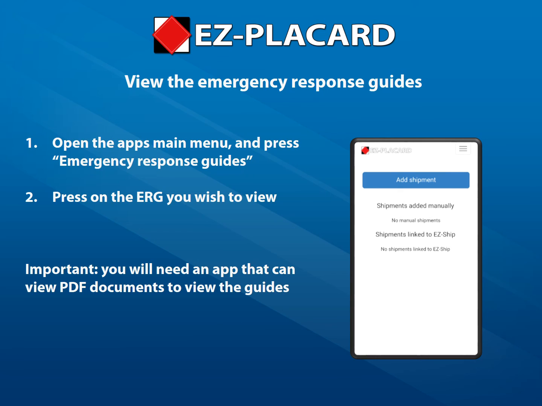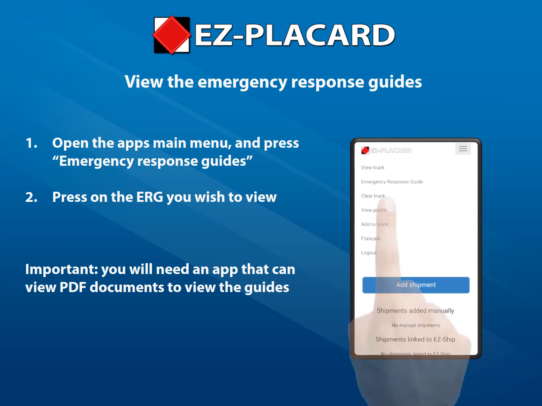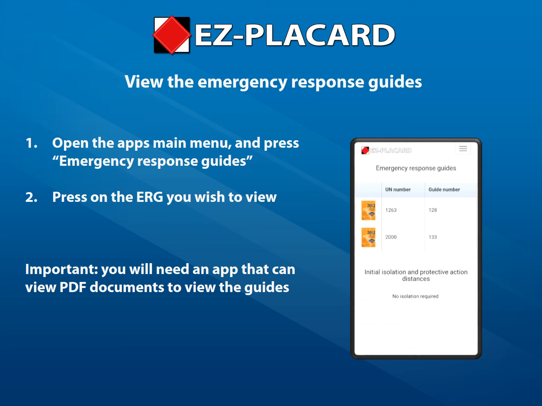If you want to view the emergency response guides for the items you are carrying, simply open the app's main menu and press Emergency Response Guides. You will then see the guides all separated by UN number. You will need to have an app to open PDF documents to view the guides.